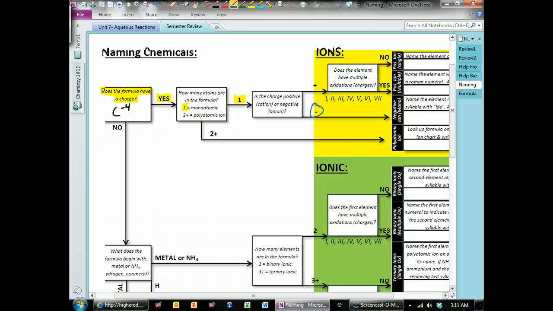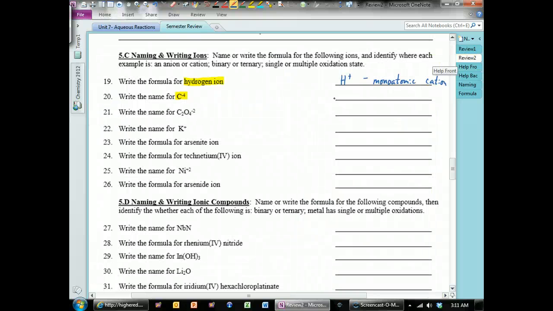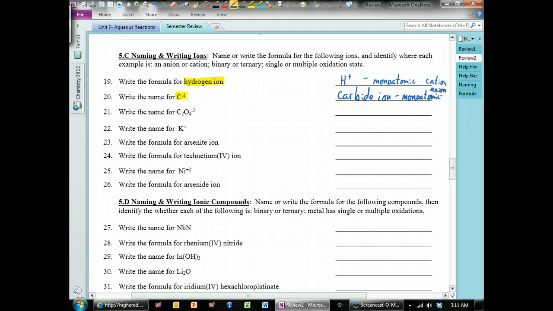So we go to this box, and it says name the element, replacing the last syllable with "ide," and add the word ion. So this becomes carbide ion, because instead of carbon, we replace the last syllable with "ide." That is a monoatomic anion, an anion because it's negatively charged.